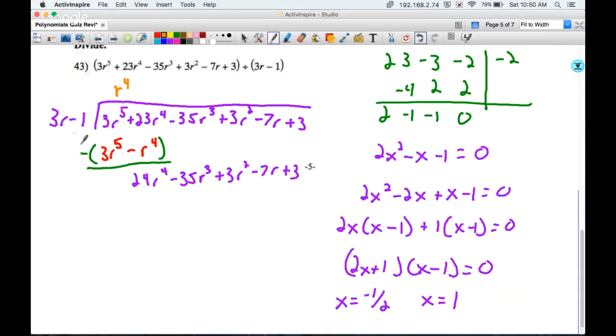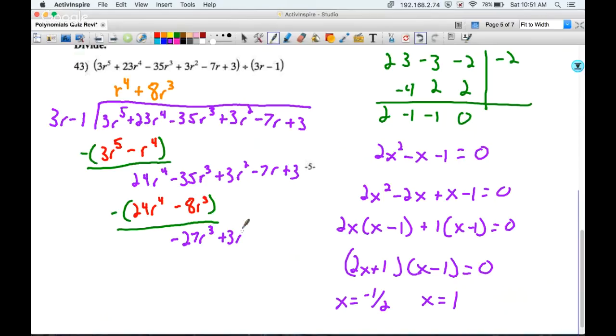Okay, what do I have to multiply 3r by to get a 24r to the 4th? Well, that's going to be an 8r to the 3rd. So that's going to get me my 24r to the 4th, but it's also going to get me a minus 8r to the 3rd. All right, I want to subtract that away. And I get plus 30, negative 35 plus 8, because it's minus a negative. That's going to be a negative 27r to the 3rd. Copy down the rest of it.